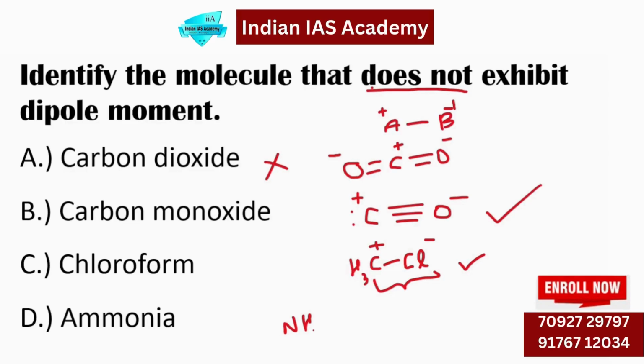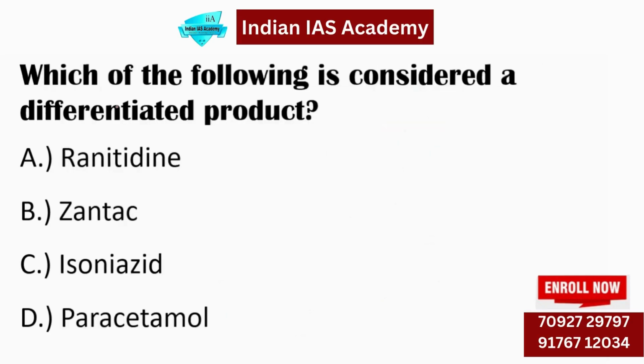So what are they asking here? The molecule that does not exhibit dipole moment. Carbon dioxide does not exhibit dipole moment. So option A is the right answer. Let's go into the next question.